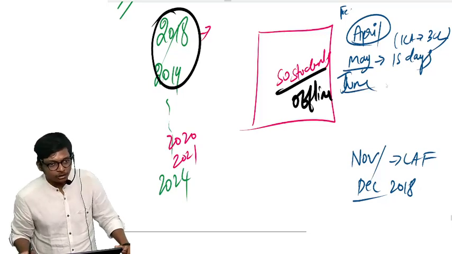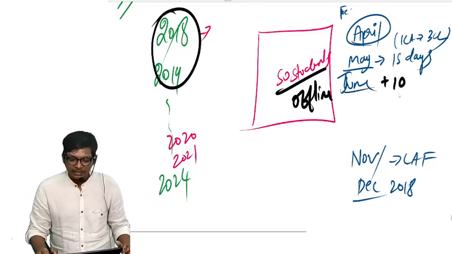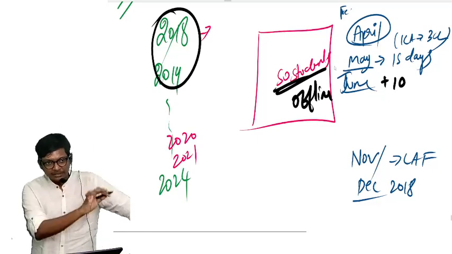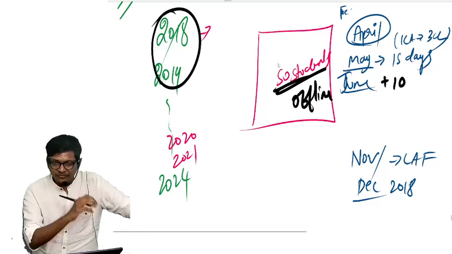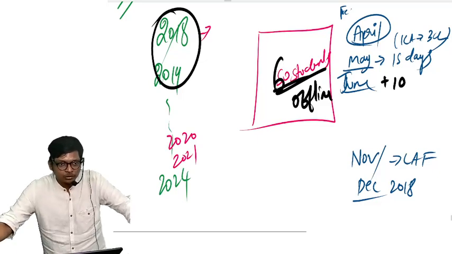Then we resumed in June. When we resumed in June, another 10 students joined. Class capacity was only 50, but somehow they adjusted, and another 10 students joined. Friends said, come, sir's class is good, and they all joined. So it became 60 students.